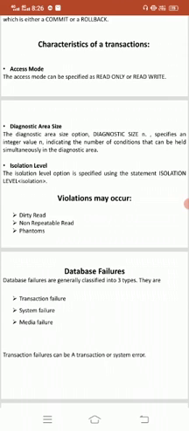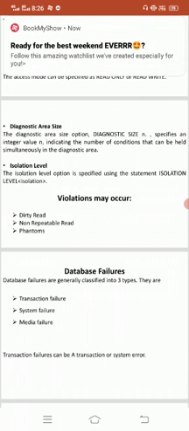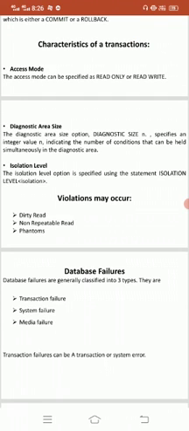We have three characteristics: one is access mode, the second is isolation level, and the third is diagnostic area size. The access mode can be specified as read only or read write. The default access mode is read write.